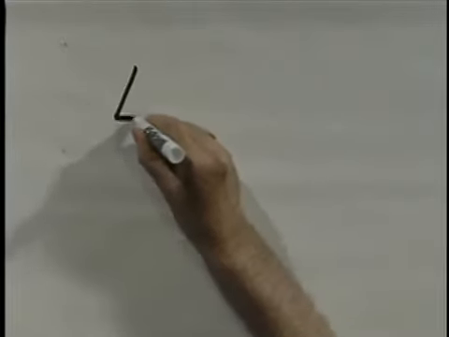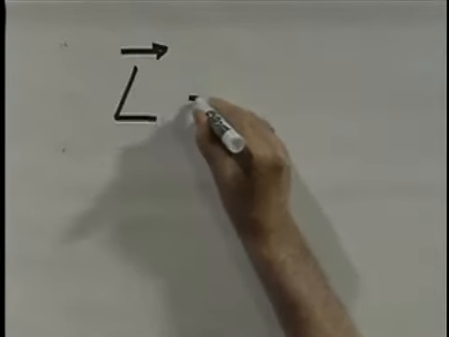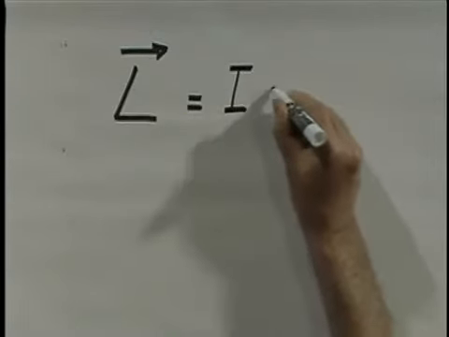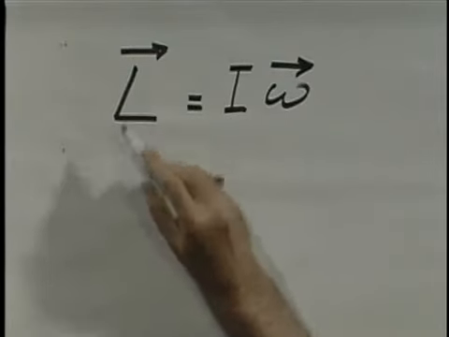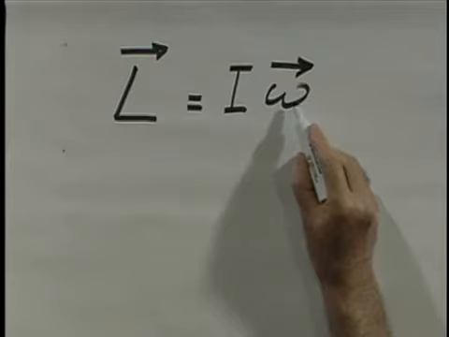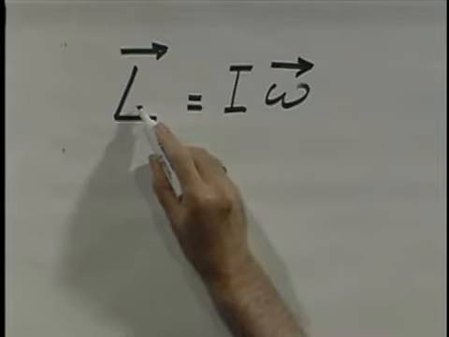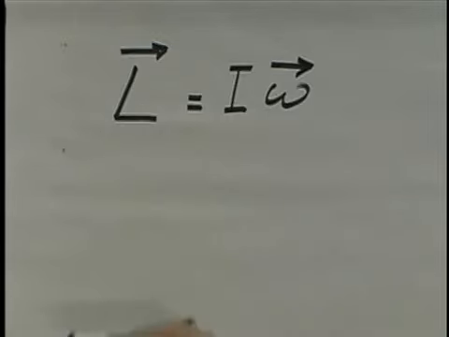Suppose we have a spinning object which has moment of inertia about the axis of rotation, I, and angular velocity, omega. Then the angular momentum L, which is a vector, equals I, the moment of inertia, times the angular velocity, omega. L is a vector, and omega is a vector. The direction of omega, and therefore of the angular momentum L, depends on whether the rotation is clockwise or counterclockwise.